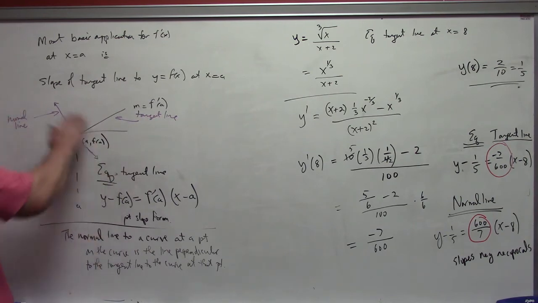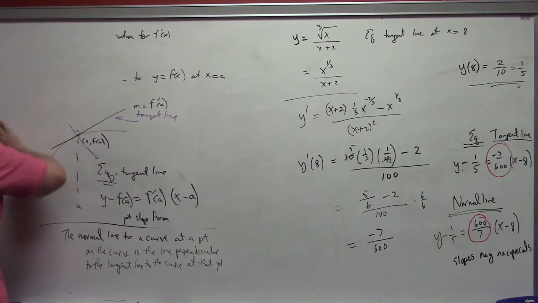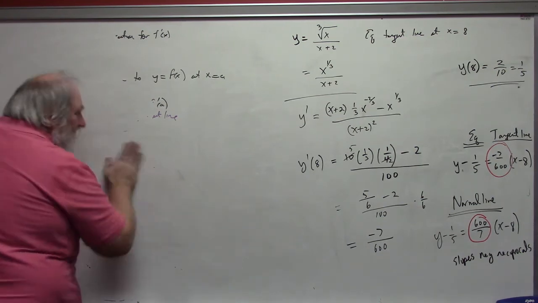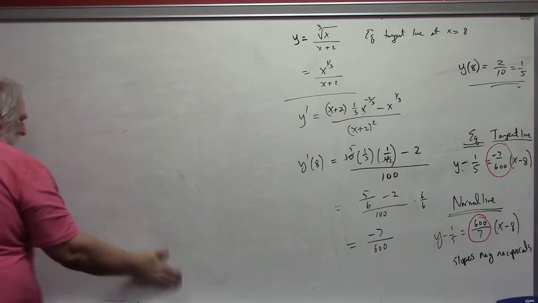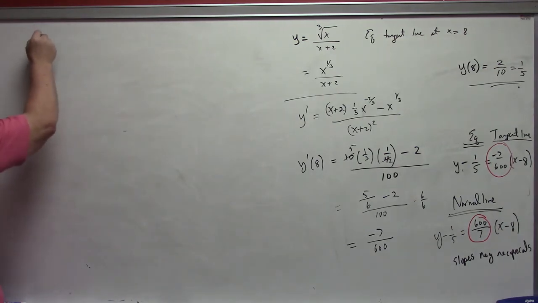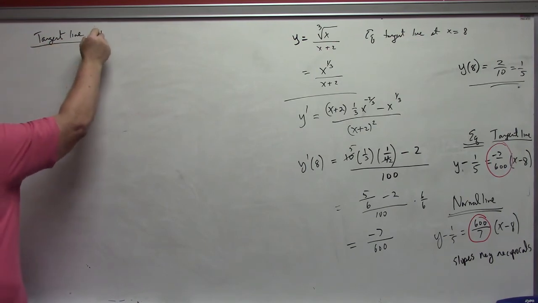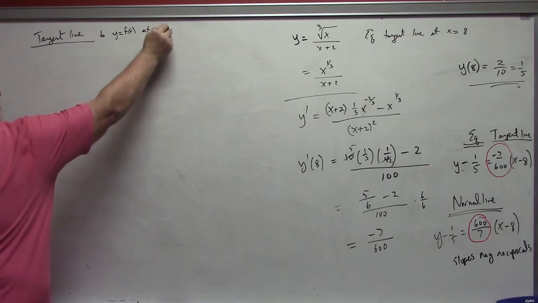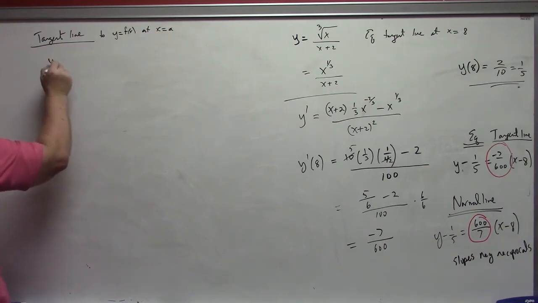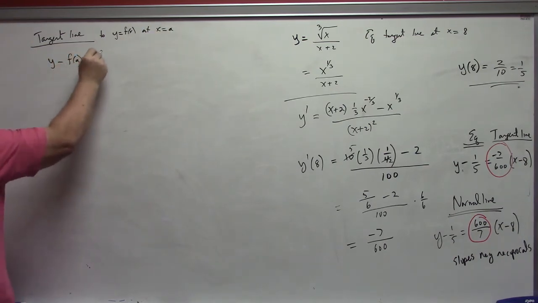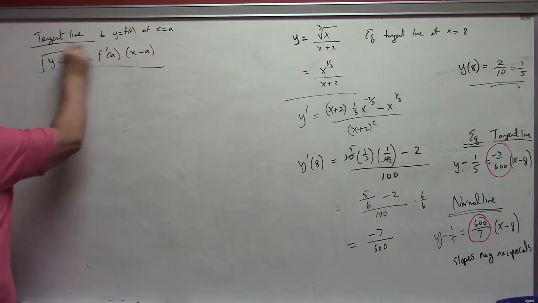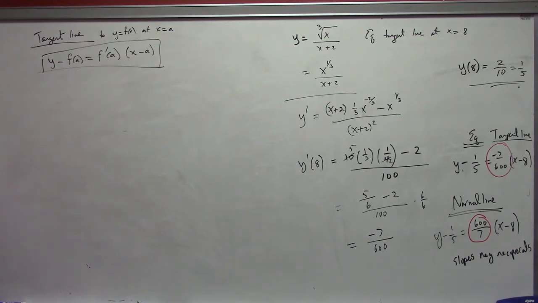Let's look at some other examples. So again, your basic tangent line to y equals f of x at x equals a was y minus f of a is equal to f prime at a times the quantity x minus a. This is the basic form that we're using.